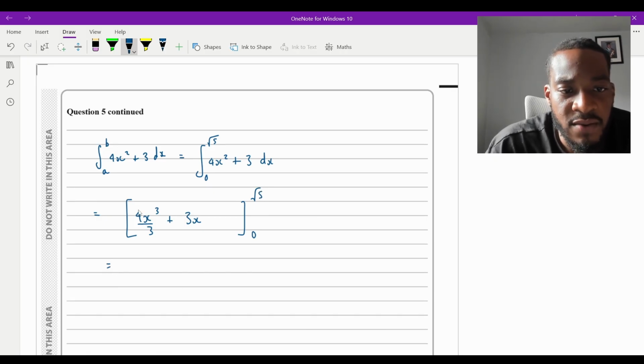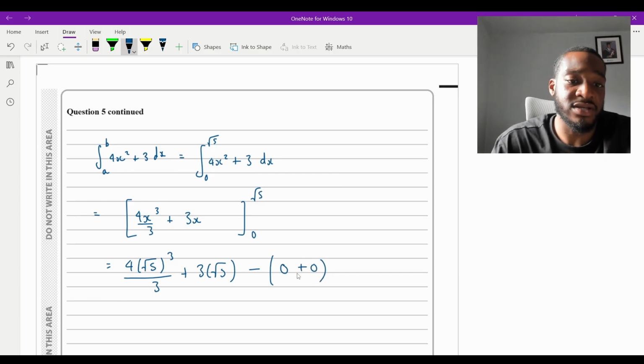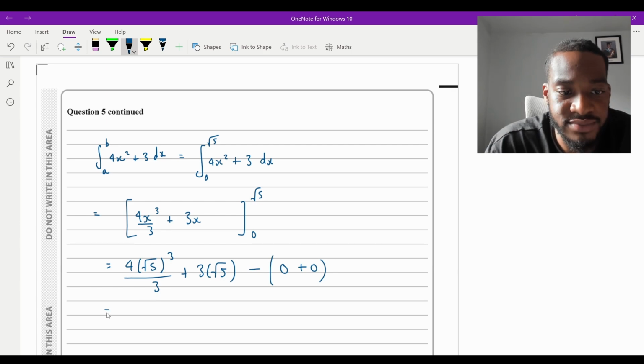I'm just going to put this in now. So it's going to be 4 times root 5 all cubed divided by 3, plus 3 root 5, and then minus, and remember these are both x's, it's just going to be 0 plus 0. So it's going to be nothing for the lower limit. So we just need to work out what this is.